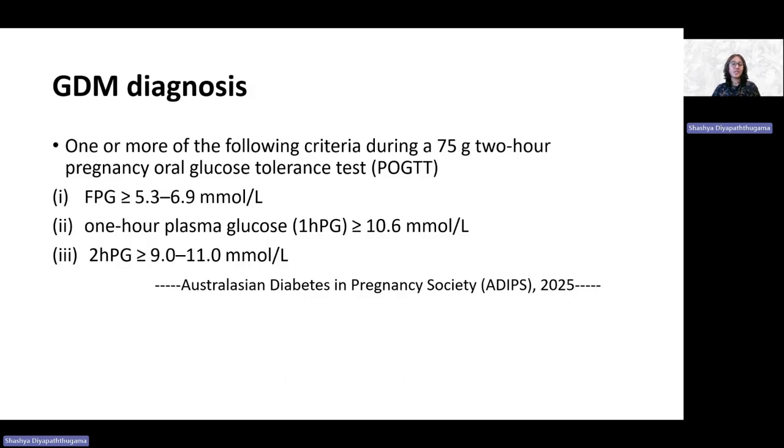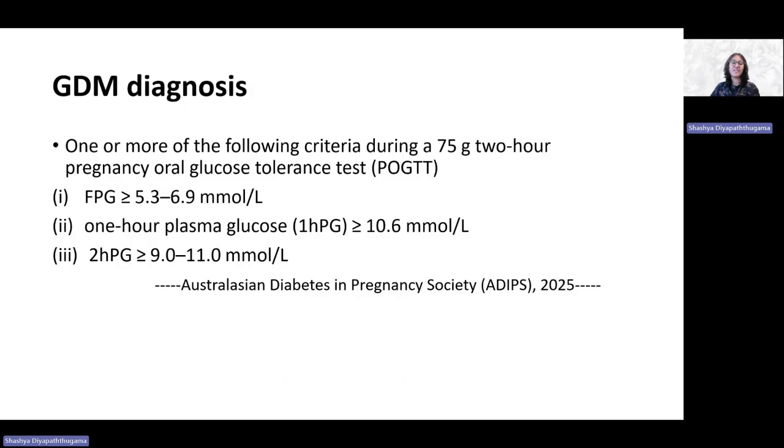So this one is based on the oral glucose tolerance test. The oral glucose tolerance test involves a procedure, if you don't know. They ask the mother to keep fasting overnight, and then they are provided with a glucose solution, a glucose drink. In this case, that is 75 grams. So that drink has 75 grams of glucose. So the mother has to drink it, and then the blood samples are taken, and the blood glucose levels are checked at different intervals.